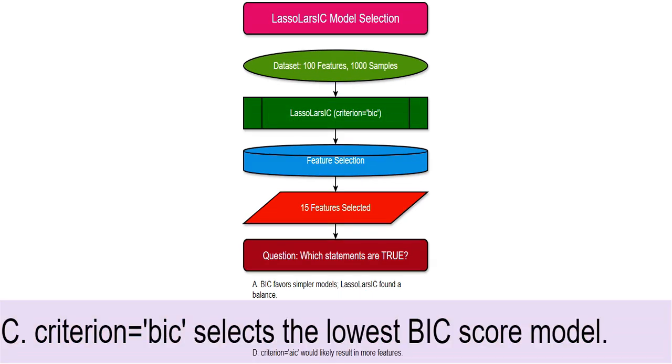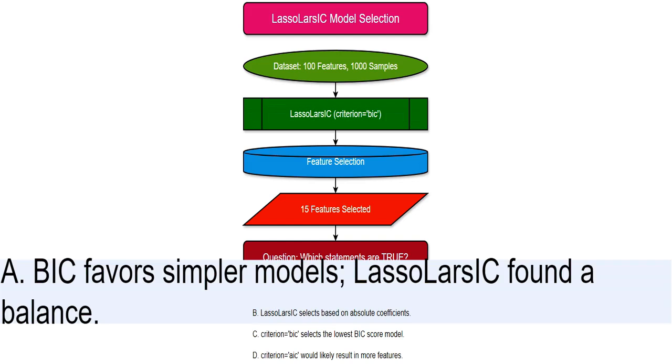The BIC setting tells LassoLarsIC to try many combinations of features and choose the combination that produces the lowest BIC score. The lowest score means the best balance between good fit and low complexity. LassoLarsIC uses the absolute values of the coefficients to find important features. Think of coefficients as numbers that tell you how much each feature influences the outcome. Features with large coefficient values are considered more important.